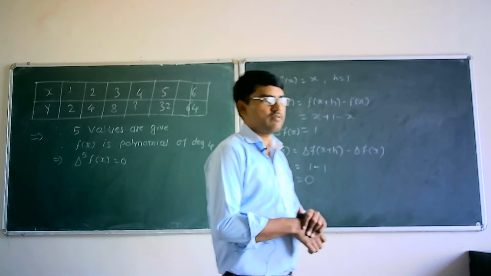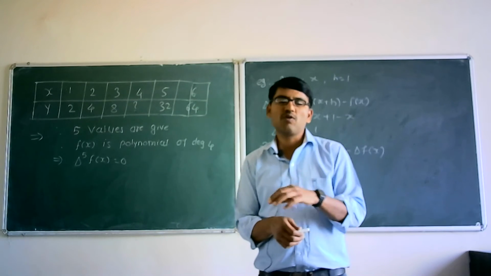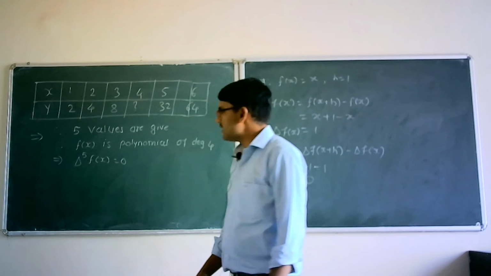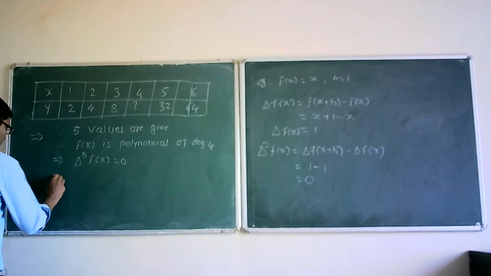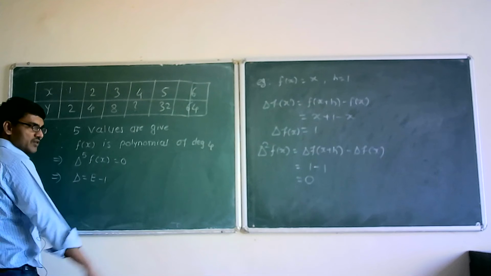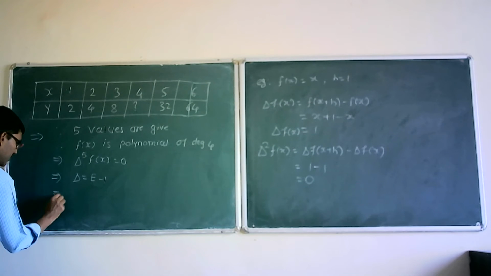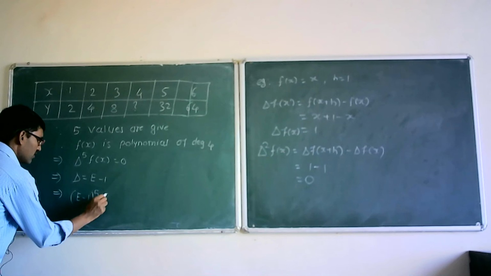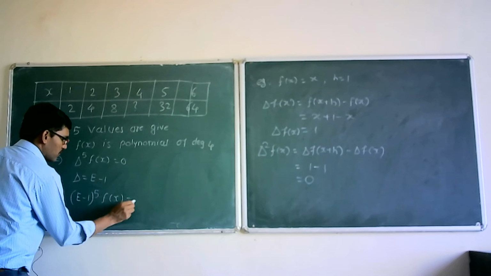Since we have seen a relation between the forward operator and the shift operator in the previous lecture, we know that delta is equal to E minus 1. So here we can write (E minus 1) raised to 5 f of x is equal to 0.